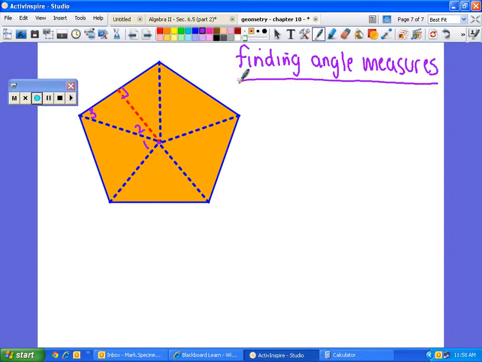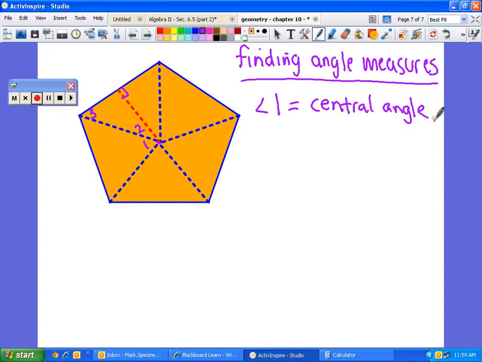Okay, so when we draw our radii from the center of the circle to each of the vertices, you can see that a bunch of angles get created. Those angles are called central angles. So these 5 angles, 1, 2, 3, 4, 5, are called central angles. They're the angles in the center of the figure. So angle 1 is a central angle.